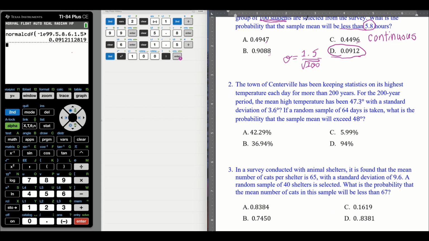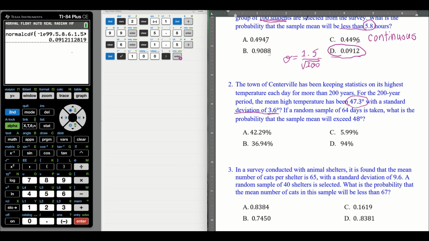Okay, number 2. The town of Centerville has been keeping statistics on its highest temperature each day for more than 200 years. Large population, a large population of data. That's a lot of data for 200 years. For the 200-year period, the high mean temperature has been 47.3 with a standard deviation of 3.6.